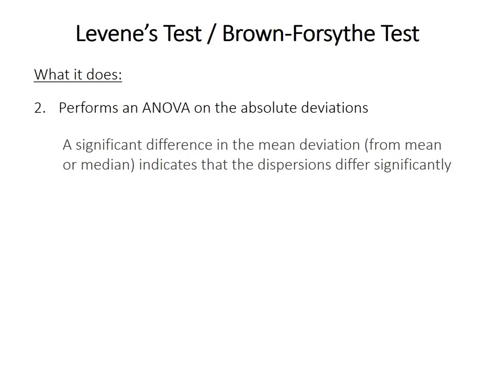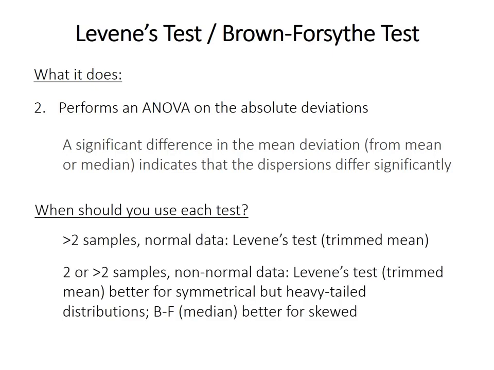After converting each point from the raw value to the absolute deviation, the method then performs an ANOVA on those absolute deviations. Basically, if one sample, or more than one sample, has larger absolute deviations than the other ones do, you're likely to get a significant ANOVA result, and that is indicative of significantly different dispersion. So when should you use each test?